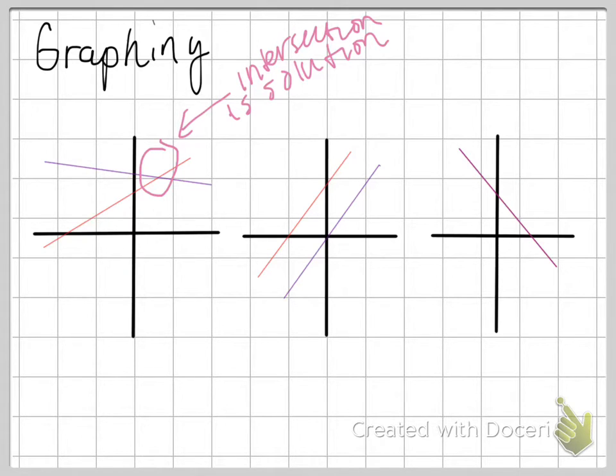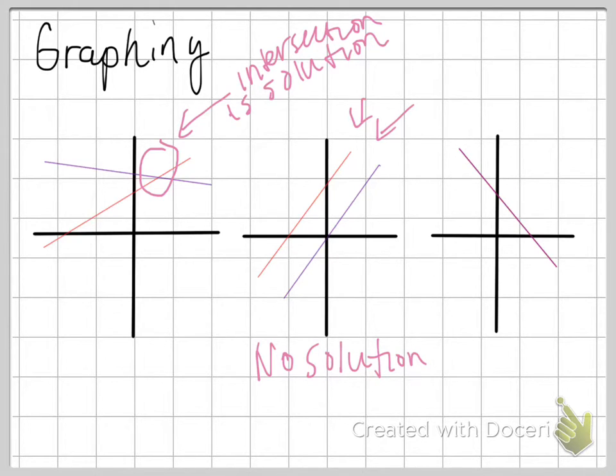Now, what happens if we have parallel lines? Parallel lines right here, right? They never intersect. So, our solution is actually going to be no solution. There is no solution because our lines never intersect, so they never share any x and y values at the same time. So we can never find any values that would be substituted into the equations of the lines such that it would make the equations true.